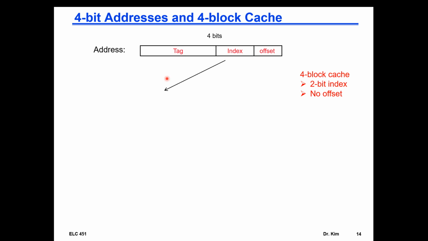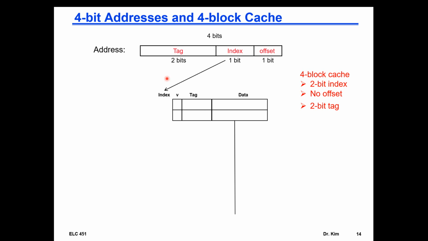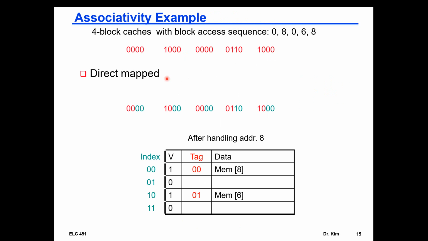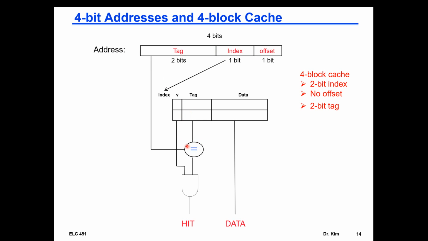So here we have 4 blocks, okay? Actually, this is a typo. This is wrong. This is a direct map case. It actually only has 2 blocks, and it only requires 1 bit index. So this is a typo in the slides, okay?